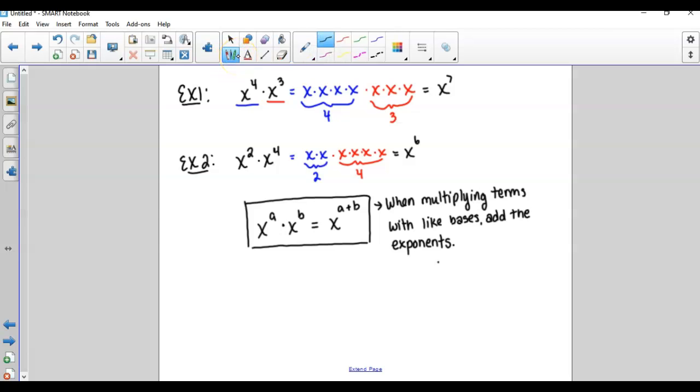Now, let's look at what this looks like whenever we have a coefficient in front. And so I'm using that fancy word, coefficient. That just means a number that is multiplied by one or more variables.